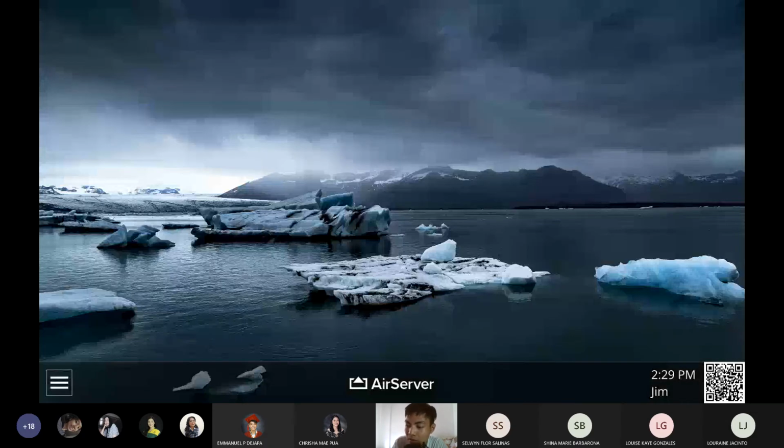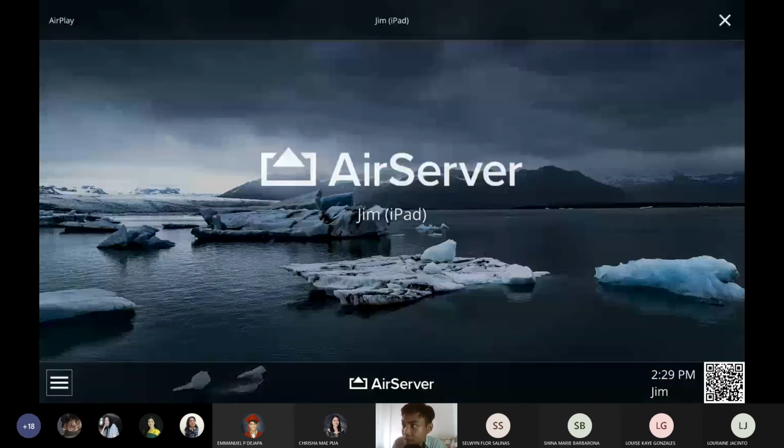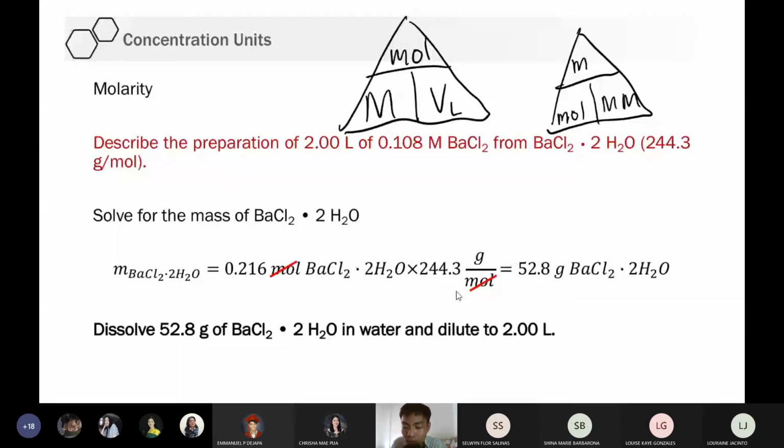Ay, nawala din maski yung ano ko. Maski yung screen mirroring ko nawala. Okay. So, ganun lang. Okay? So, yan.